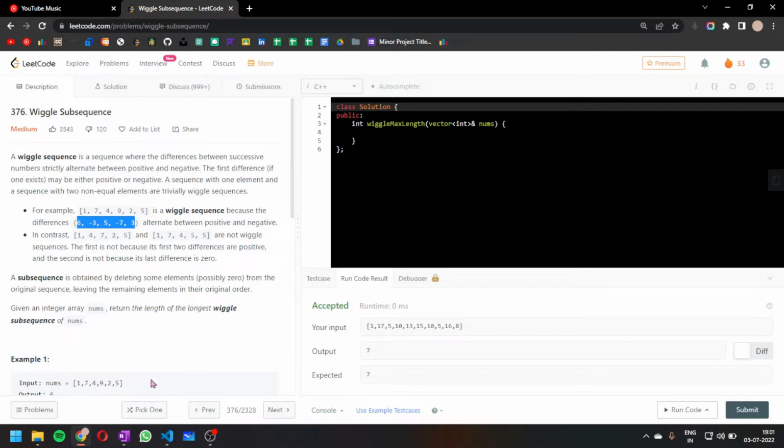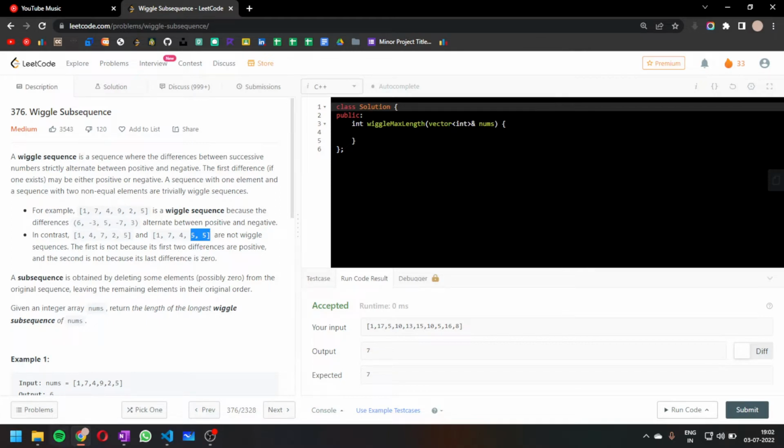So how can we do it? If you see, we only care about positive and negative numbers and we do not care about zeros. So let's say two numbers are equal, like 5 5. Then 5 5 won't be a part of our subsequence. We don't want the difference to be 0, we want it either to be positive or negative.